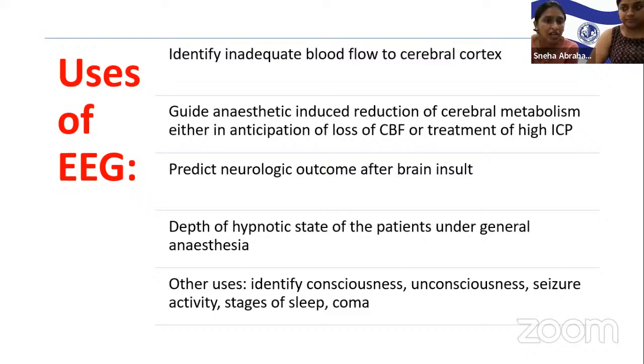It is also used to guide anesthetic-induced reduction in cerebral metabolism, either in anticipation of loss of cerebral blood flow or treatment of raised ICP. We also use electroencephalogram to predict the neurological outcome after brain insult and to monitor the depth of anesthesia. The other uses of electroencephalogram include identification of consciousness, unconsciousness, or seizure activity, stages of sleep or coma.